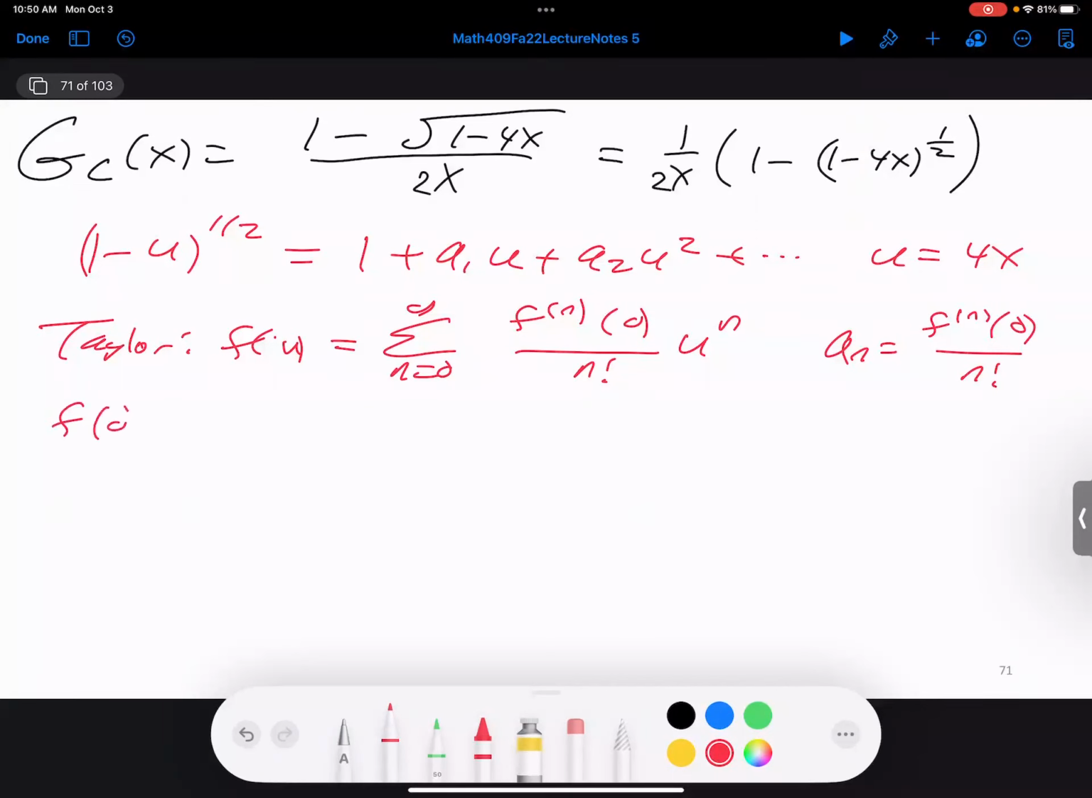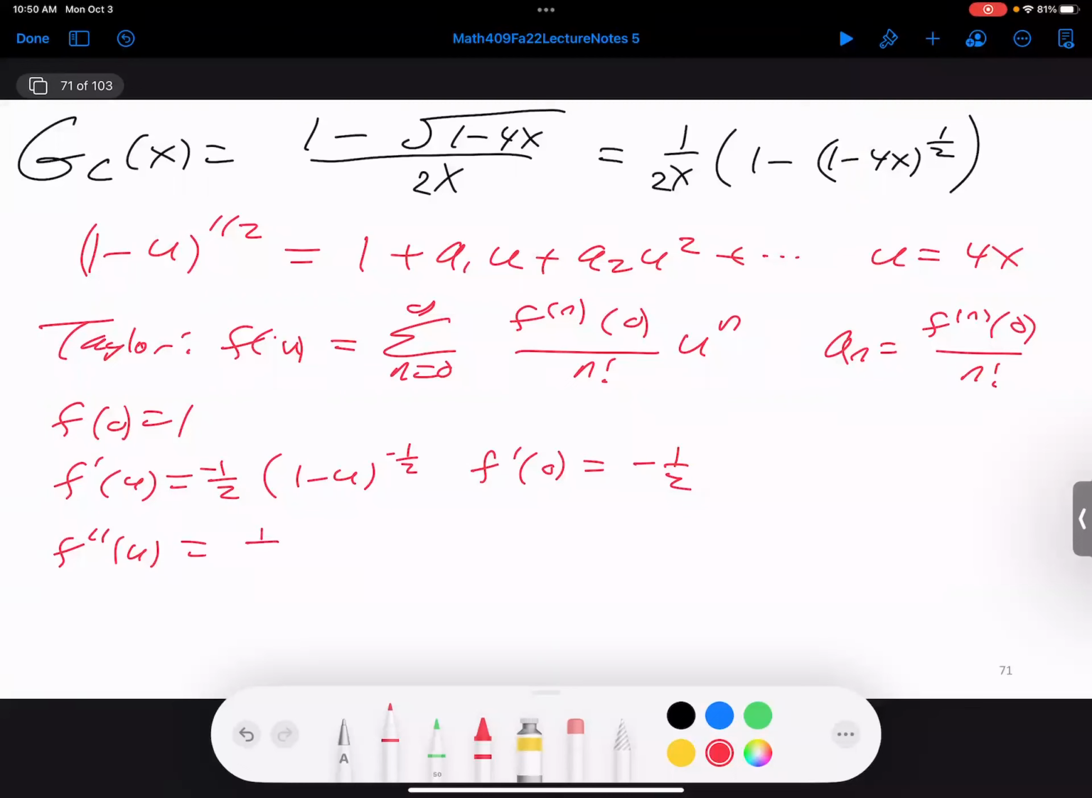All right. f of 0 is 1. That's why I just wrote 1. f prime of u is going to be 1/2 times 1 minus u to the -1/2, and then the derivative of 1 minus u is a -1. So f prime of 0 is just -1/2. f double prime of u is going to be -1/2 times -1/2, which is 1 over 2 times 2, times 1 minus u to the -3/2, and then I have another -1 coming out. So f double prime of 0 is going to be -1 over 2 times 2.